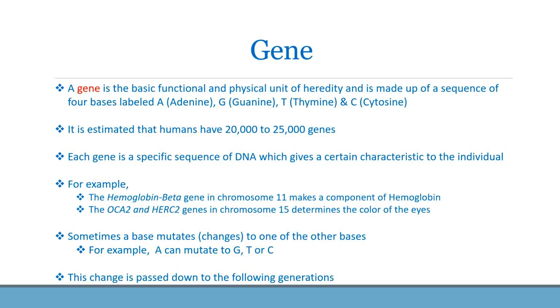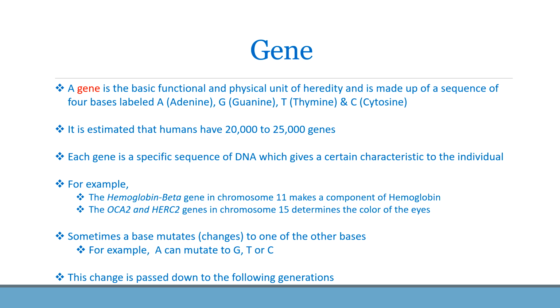A gene is the basic functional and physical unit of heredity and is made up of a sequence of 4 bases, labeled A, adenine, G, guanine, T, thymine, and C, cytosine. It is estimated that humans have 20,000 to 25,000 genes. Each gene is a specific sequence of DNA which gives a certain characteristic to the individual. For example, the hemoglobin beta gene in chromosome 11 makes a component of hemoglobin. The OCA2 and HERC2 genes in chromosome 15 determine the color of the eyes.